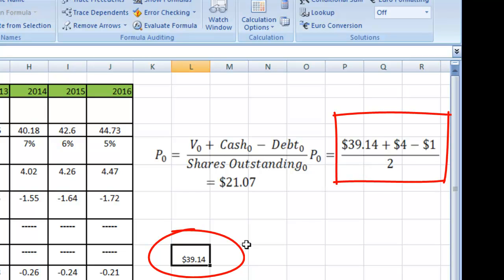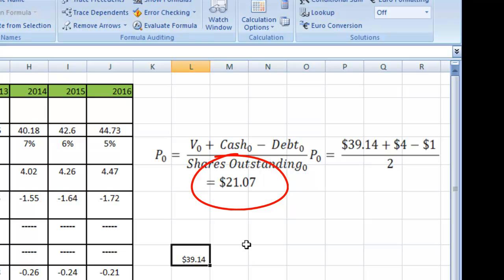We add the cash, which was 4 million. We subtract the debt, which is 1 million, and divide by the 2 million shares outstanding and get a price of the stock at $21.07.